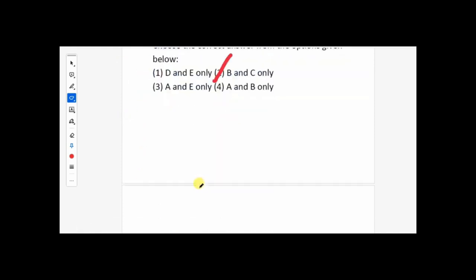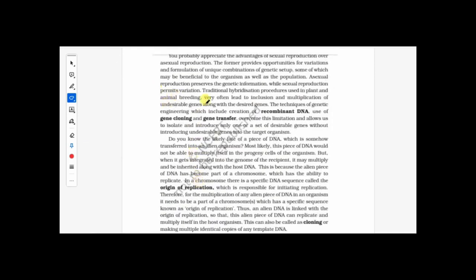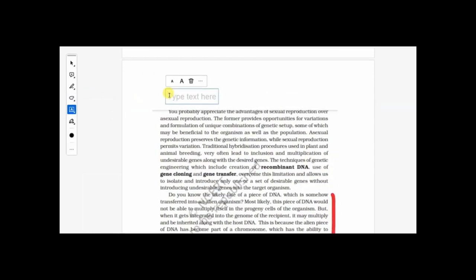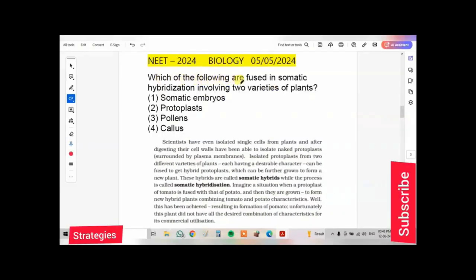And you can see the NCERT line here, the topic related to the question. This is from the chapter known as biotechnology: principles and processes. Which of the following are fused in somatic hybridization involving two varieties of plants?